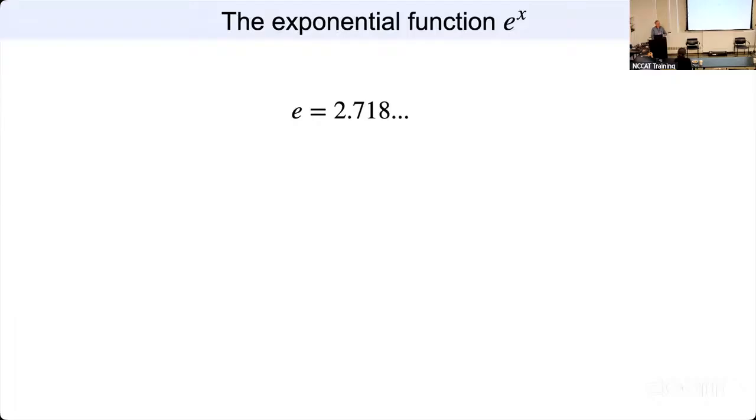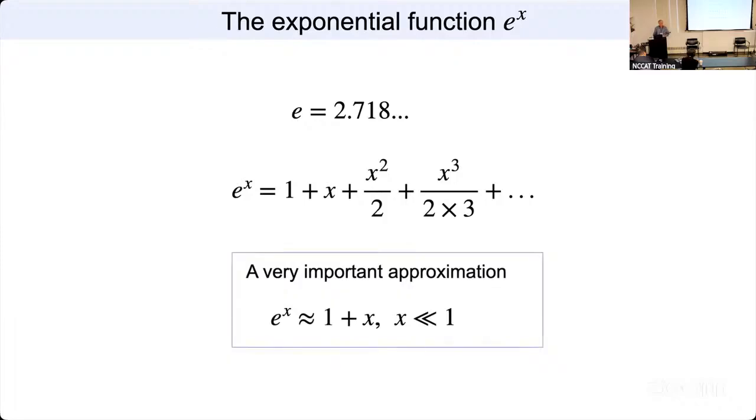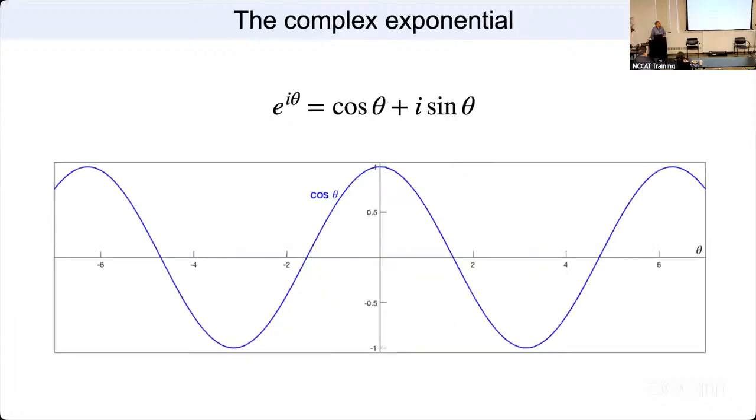And then there is a very important function that I want to talk about, which is the exponential function. So the exponential function e to the x, you remember, is this transcendental number, and e to the x is given by an infinite series. A very important approximation that I'm going to be using is the first order approximation, which says that e to the x is approximately equal to 1 plus x if x is really small. Now, there's not just e to the x, but also e to the i theta.